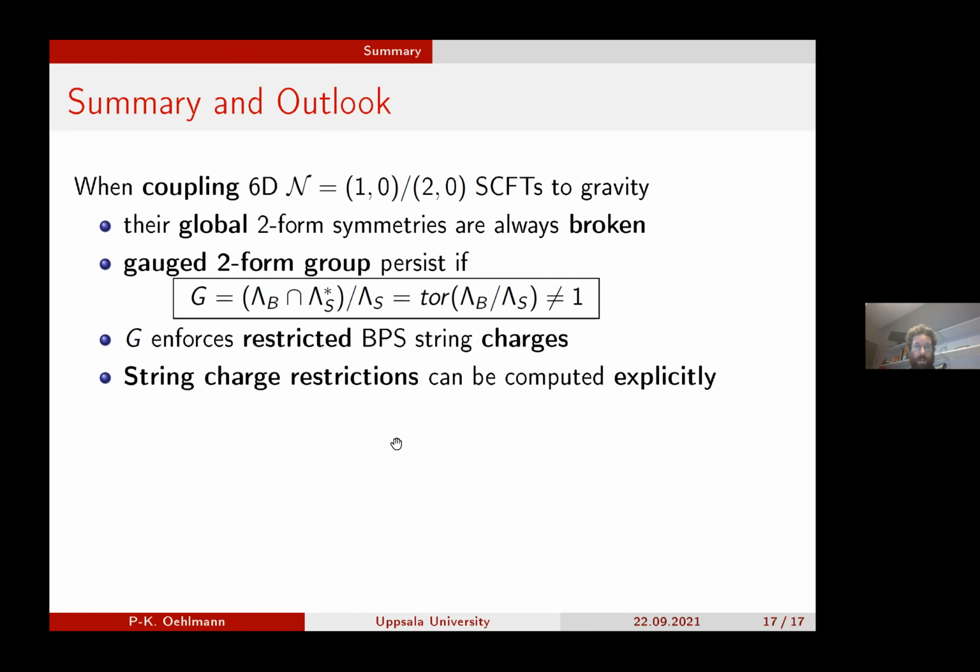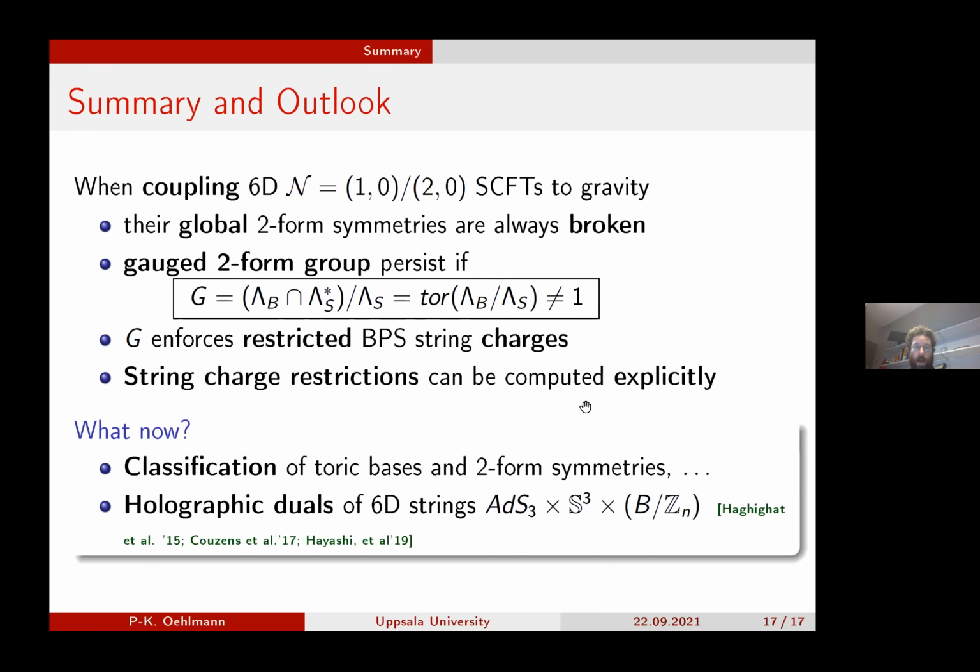So very good. This brings me to my quick conclusion. Essentially, you can gauge two-form symmetries in 6D supergravity theories when this condition here holds. When the SCFT sector is not primitively embedded into your base, you can do many nice things, and you can compute many things also very explicitly.